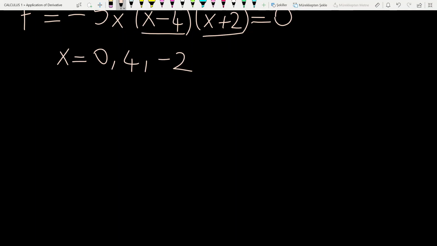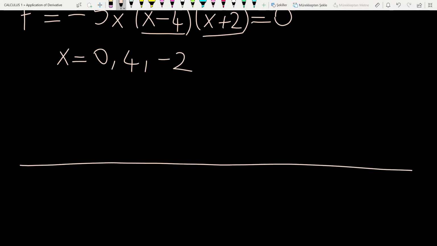Now let's have a real axis. Let's say this is a real axis. Let's denote these 3 points. Let's say this is minus 2, this is 0, and this is 4. Now I want to decide the behavior of the function on these intervals. I have 4 intervals, right? From 0 to 4. Okay, let's look at from minus infinity to minus 2. What do I have?